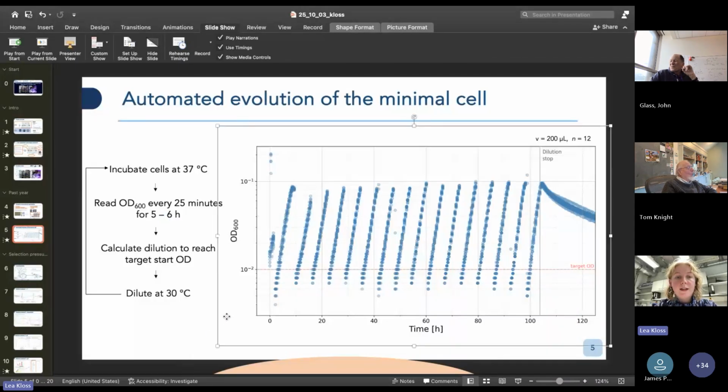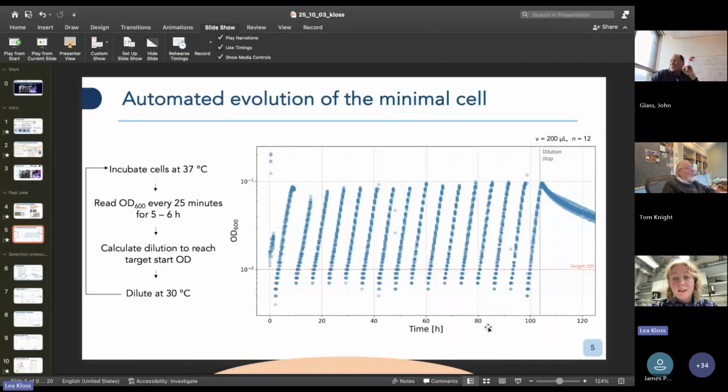We then calculate a target start OD, which is here 0.01, and then we perform dilutions. And so we can really nicely see that the cells are growing in an exponential phase, a very nice and straight line. Then we dilute, they start growing again, so they never reach stationary phase.